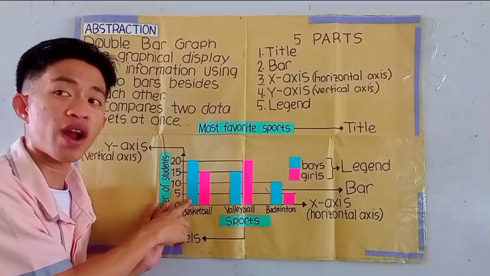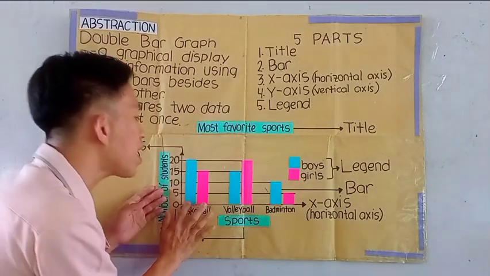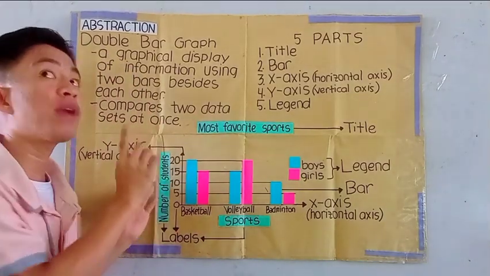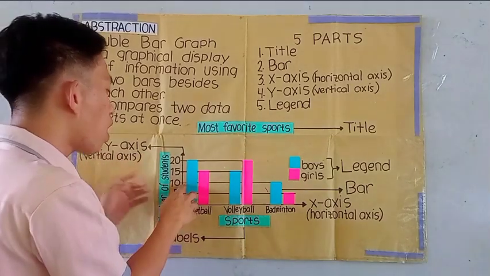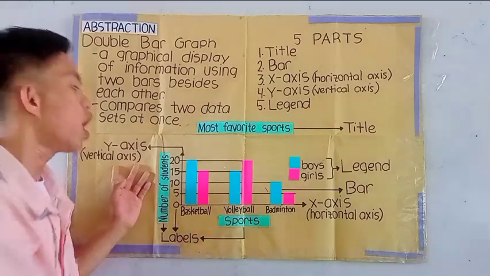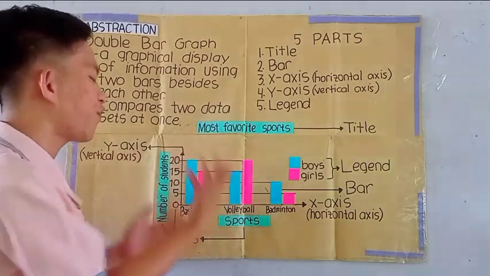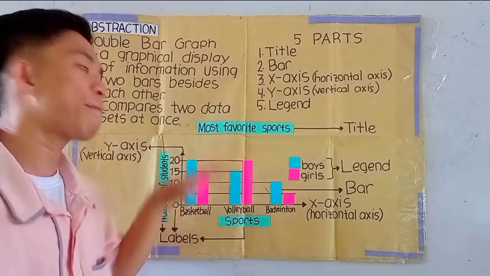Now, in identifying the number of students in each sport, for example, in basketball, what is the blue representing? Correct, the boys. In basketball, how many boys want to play it as their most favorite sport? How many students are there? Okay, 20. And how about for girls? Okay, only 15 girls wanted to play basketball.